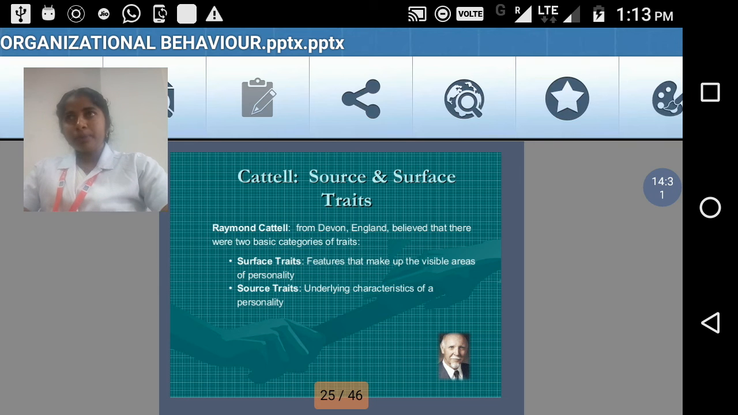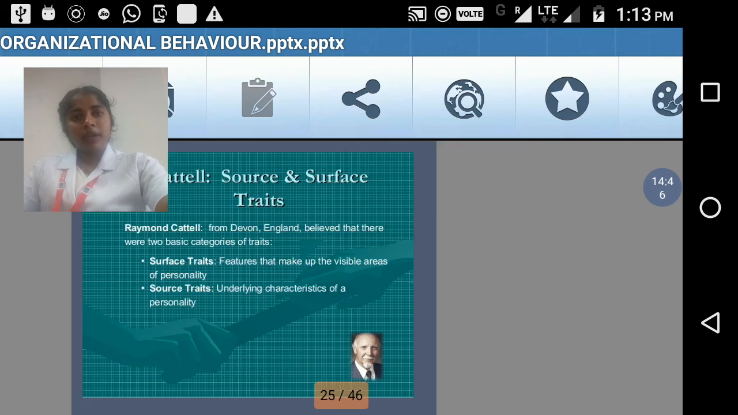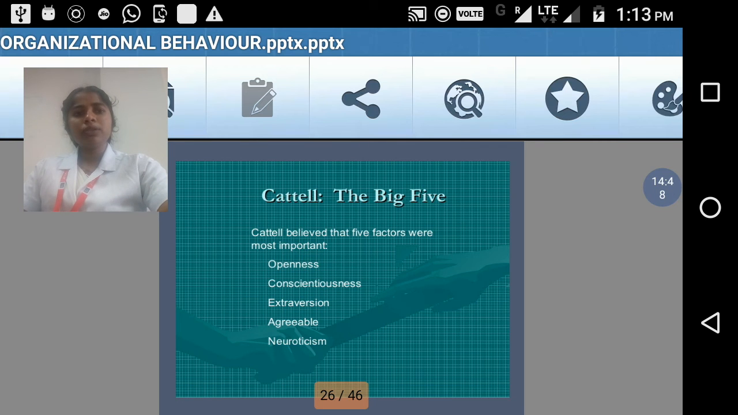All of the traits form part of an individual's personality. When you put the source traits together, they make up the surface traits, which are the traits we see and think of as personality. So this is explained by Raymond Cattell.